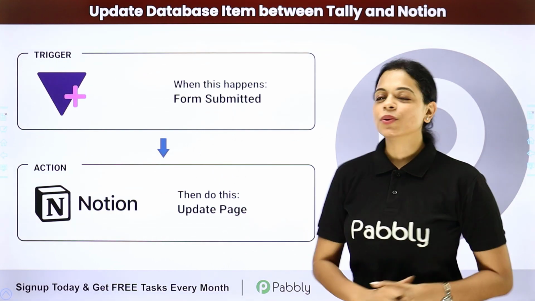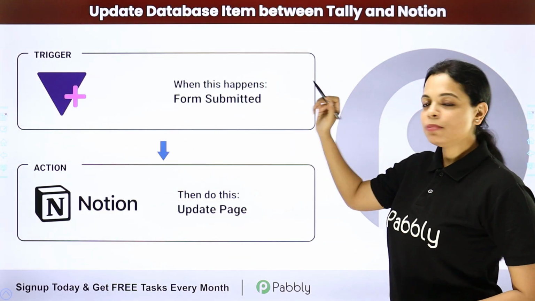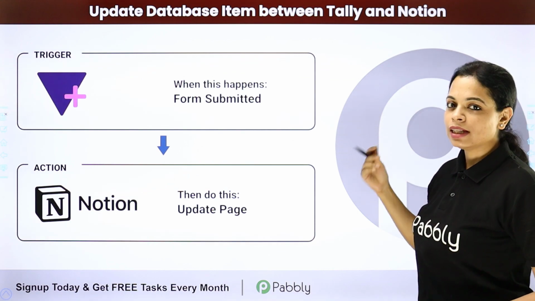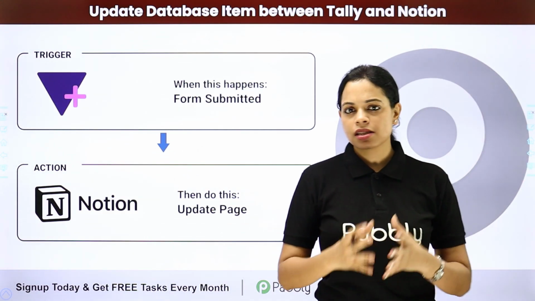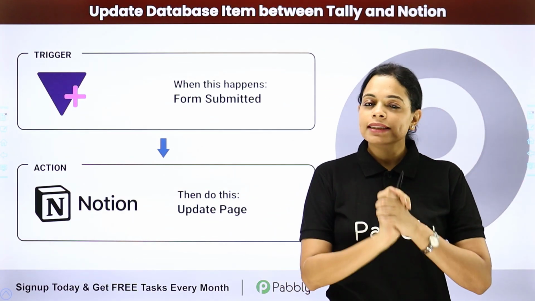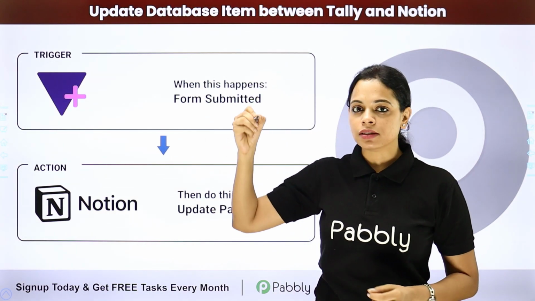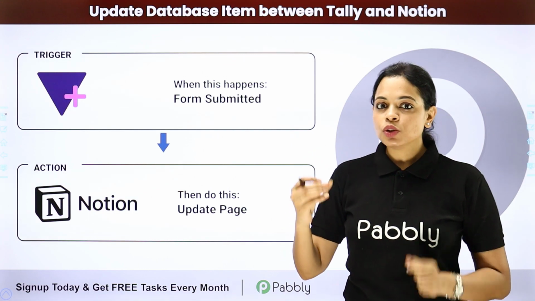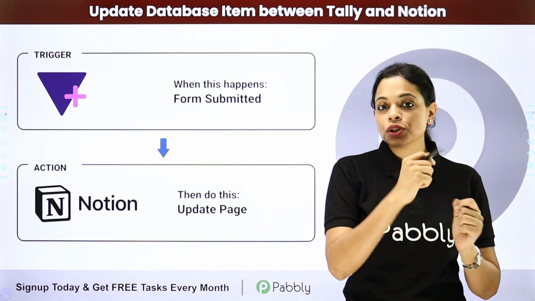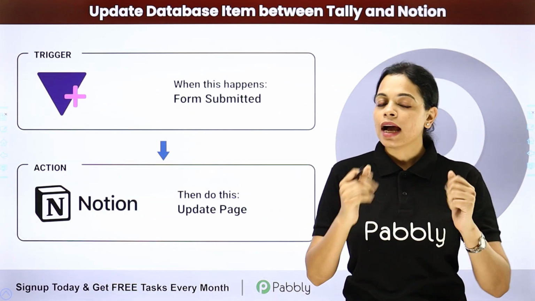In this video, we are going to understand how to update database item between Tally and Notion. So let's say that there are certain tasks created in your Notion platform. Now I want that every time I receive a response from Tally Form Builder and there is certain data, this task that is there in Notion should automatically get updated. How can that be done?